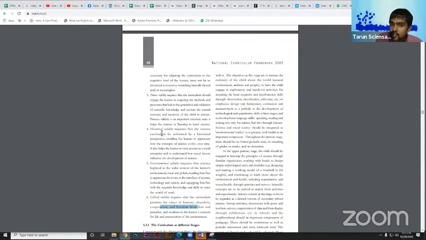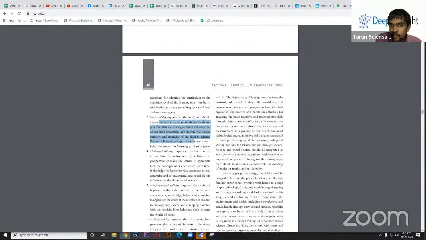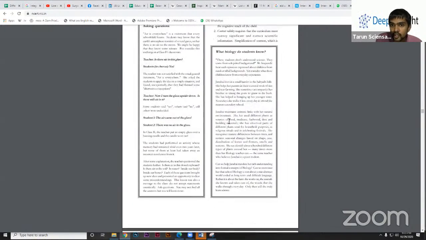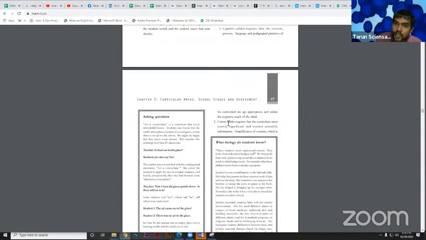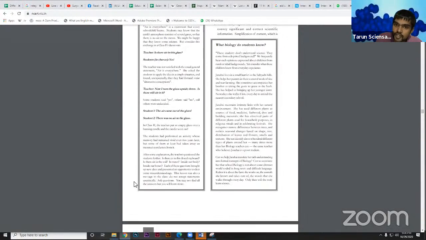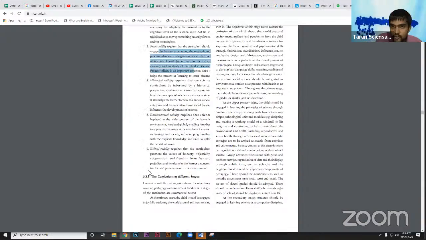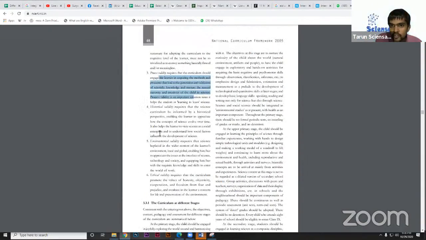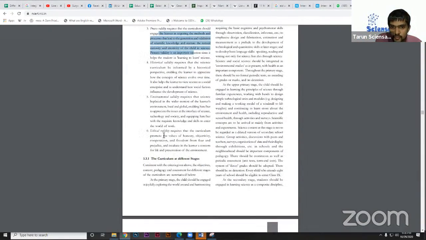Something they're saying. Historical validity, how science changed over a period of time. Process validity, that the child is learning how science is a process and not science as a body of knowledge. And content, you're giving proper content, and cognitive validity in the sense that it's reachable to the child. So this is something they've written as far as the science education is concerned.